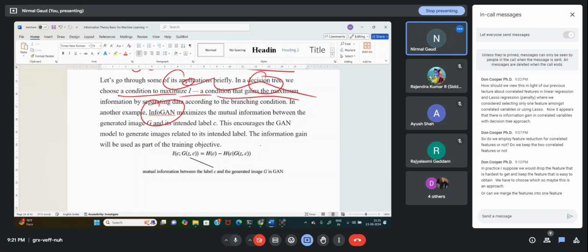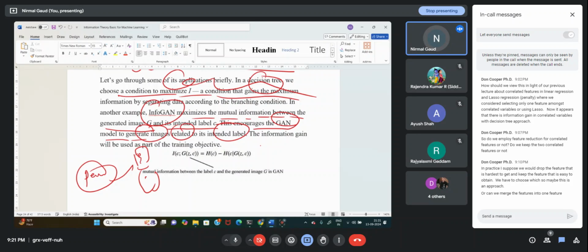Also, in generative AI, we do have InfoGAN that maximizes the mutual information between the generated image G and its intended label C. So we use this concept of probability and entropy in generative AI. I already told you these concepts are evergreen concepts. We can't ignore them. Till generative AI, they will be used. So this encourages the GAN model to generate images related to the label. For example, the label is person. So the GAN will produce images of a person. It will not produce an image of an apple. It will generate the image of a person, because we do have information about how a person looks.